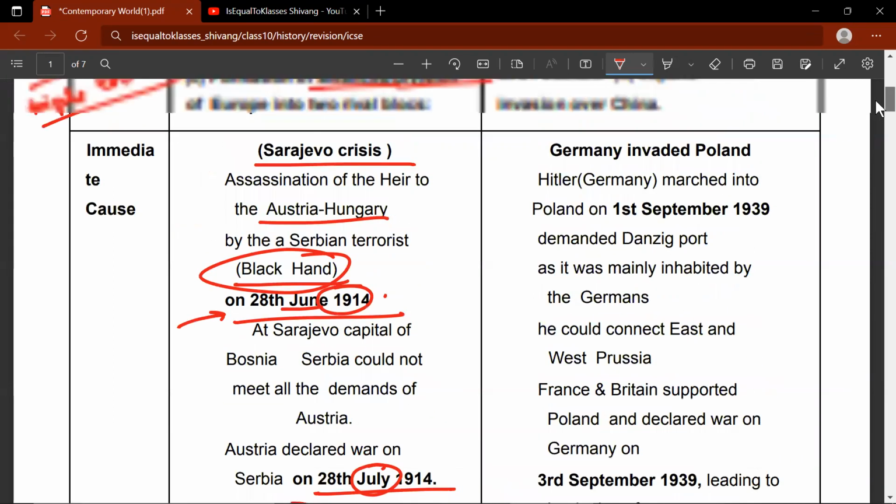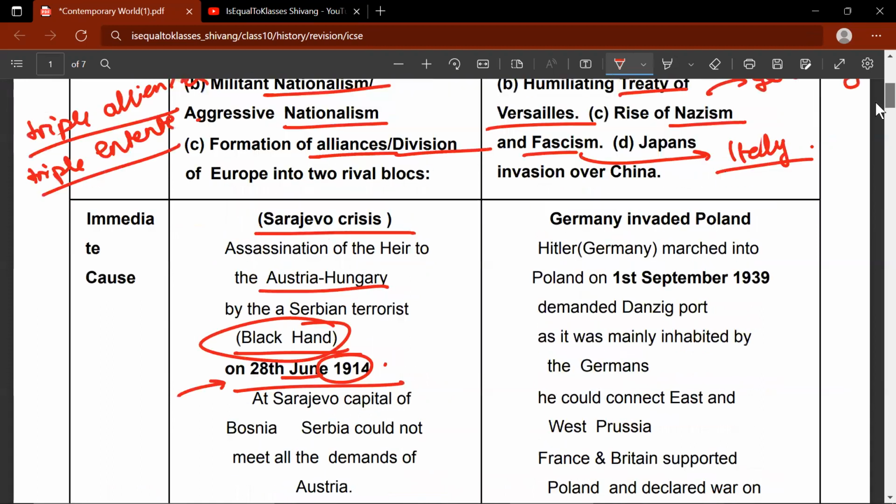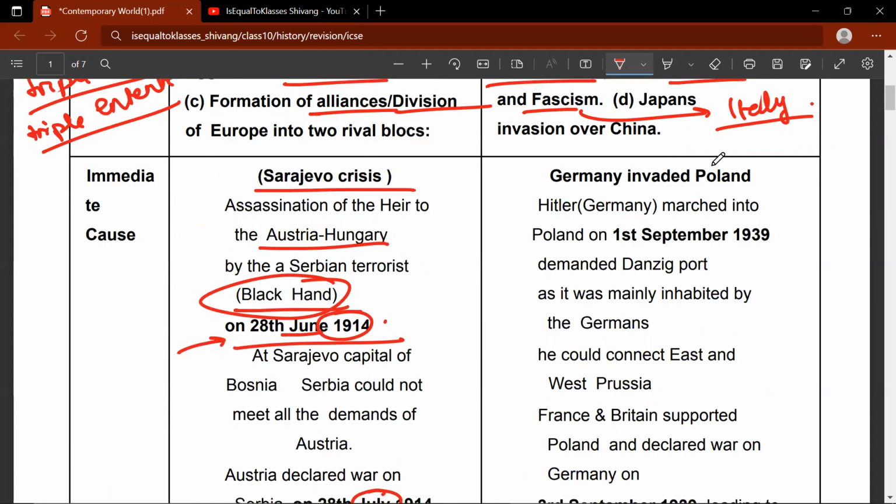Okay, so let's move on to the immediate cause of the Second World War. As I said before, Germany invaded Poland, so it officially started on 1st September 1939. Hitler's Germany marched into Poland, and the reason I said unofficial declaration of war is that Hitler didn't offer any proclamation of war on Poland, which caught the soldiers by surprise, and they eventually stormed Poland.